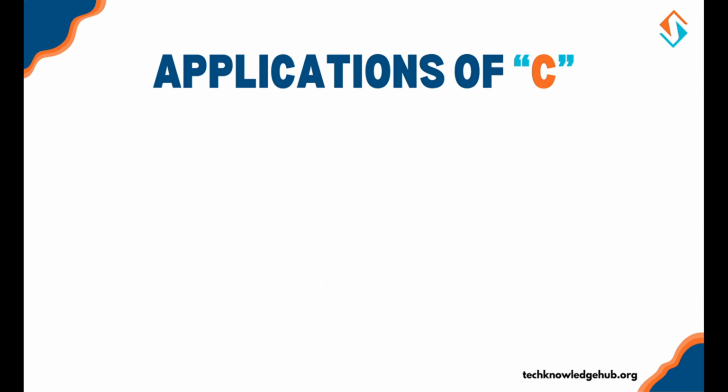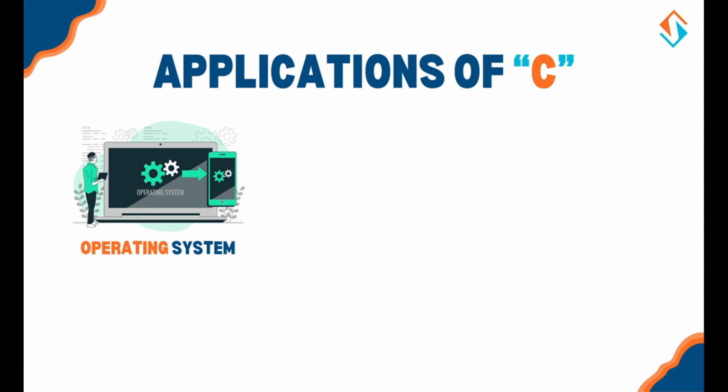Applications of C. Now that we know its origins, let's explore where C is used in the real world. Spoiler, it's almost everywhere. First is operating systems. C powers critical components of operating systems like Windows, Linux, and even macOS. The majority of Unix itself is written in C.